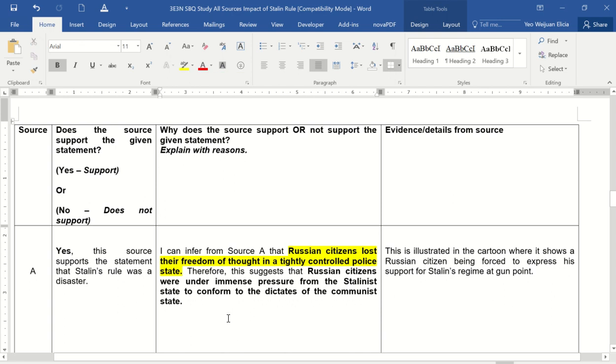Okay, so it's very much like an inference question that you have been doing since Sec 3. So why is it that it supports the statement that Stalin's rule is a disaster? Because Russian citizens lost their freedom of thought in a tightly controlled police state. Okay, and then I go on to elaborate by saying this suggests that Russian citizens were under immense pressure to conform to the dictates of the communist state. Or you can just say that they were not allowed to freely express their thoughts. It's also fine.